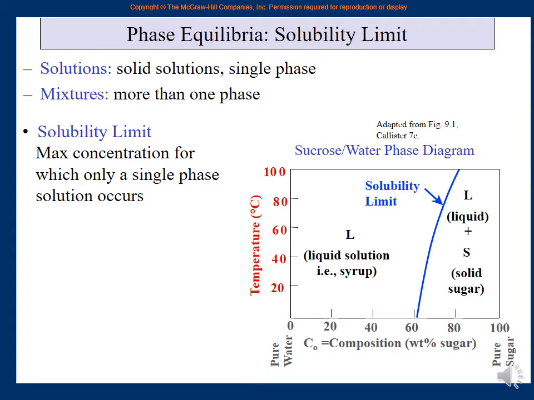Now we will talk of equilibrium of the phases and solubility limit, right? Equilibrium and solubility limit. If we talk of solubility, we will talk of solutions and mixtures. So what is a solution? You see, we take water, for example, and we take sugar. These are two different materials.